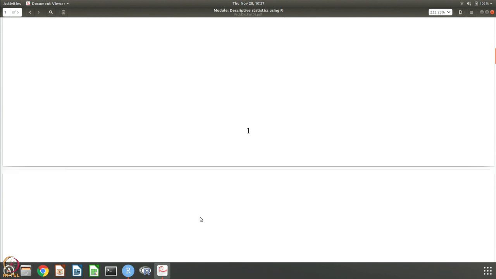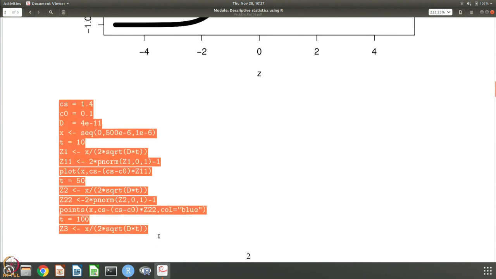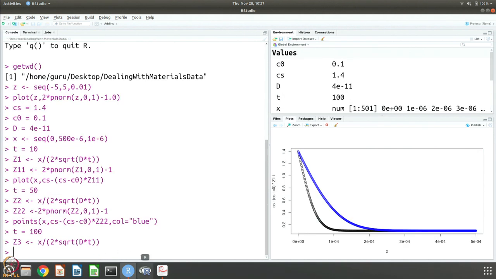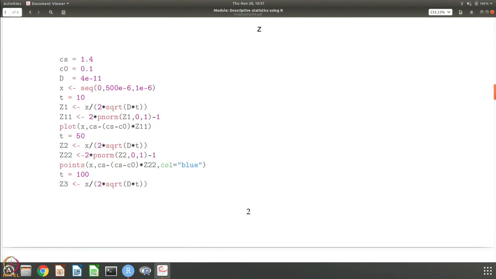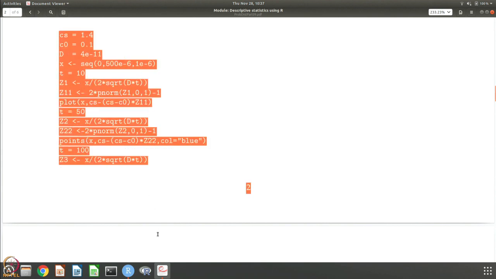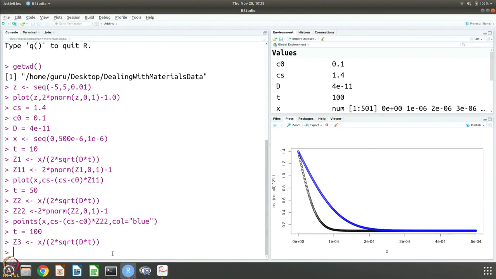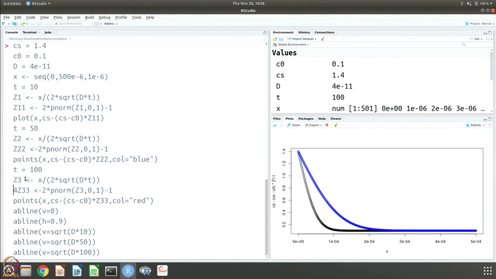Okay. So, the next step is to get the semi-infinite bar solution, and for that we have to assume certain coefficients for diffusion and so on. Okay, so let me first get the full code. Okay. So, what we are trying to do in this is to actually reproduce some of the figures that are there in Porter and Easterling.